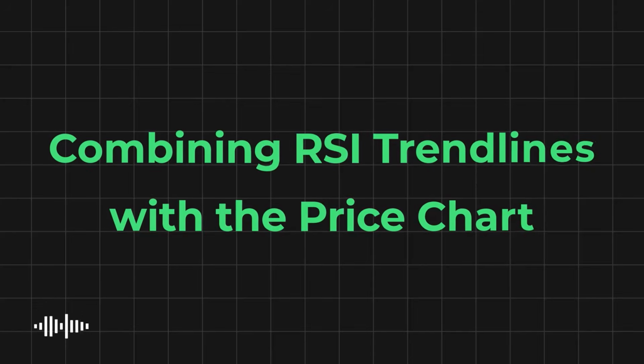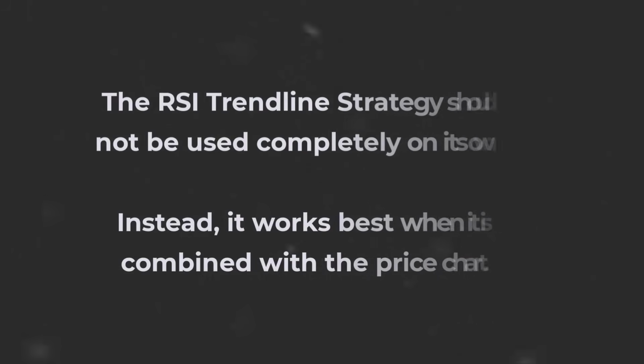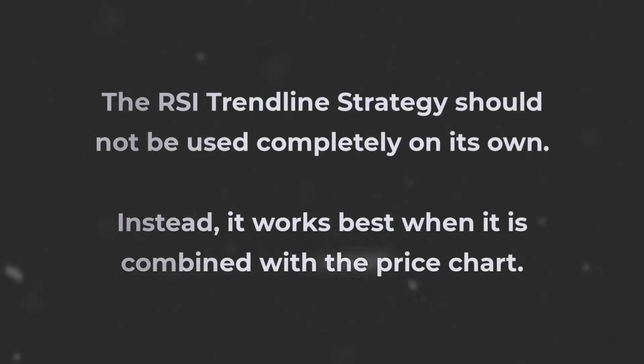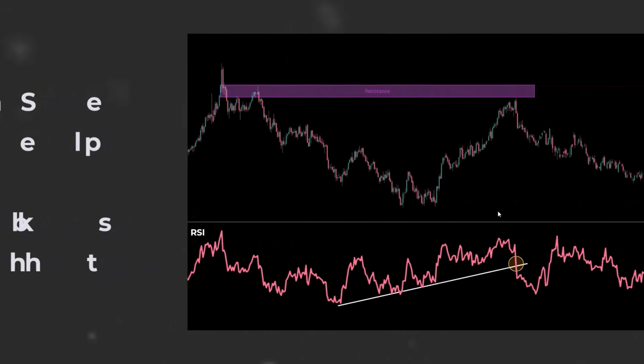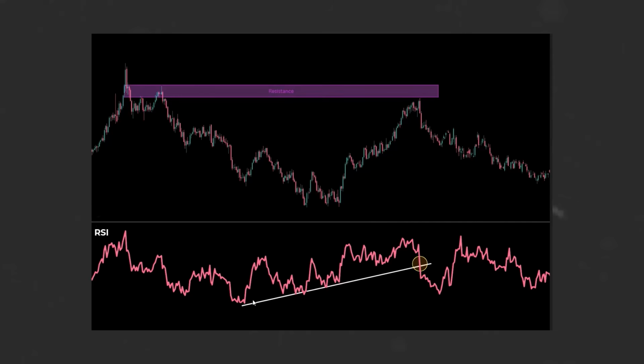Combine RSI trend lines with the price chart. Now it's important to understand something very clearly. The RSI trendline strategy should not be used completely on its own. Instead, it works best when it's combined with the price chart. When you see an RSI trendline break, the next step is to study what the price is doing. Look at the overall structure of the market and ask a few simple questions.